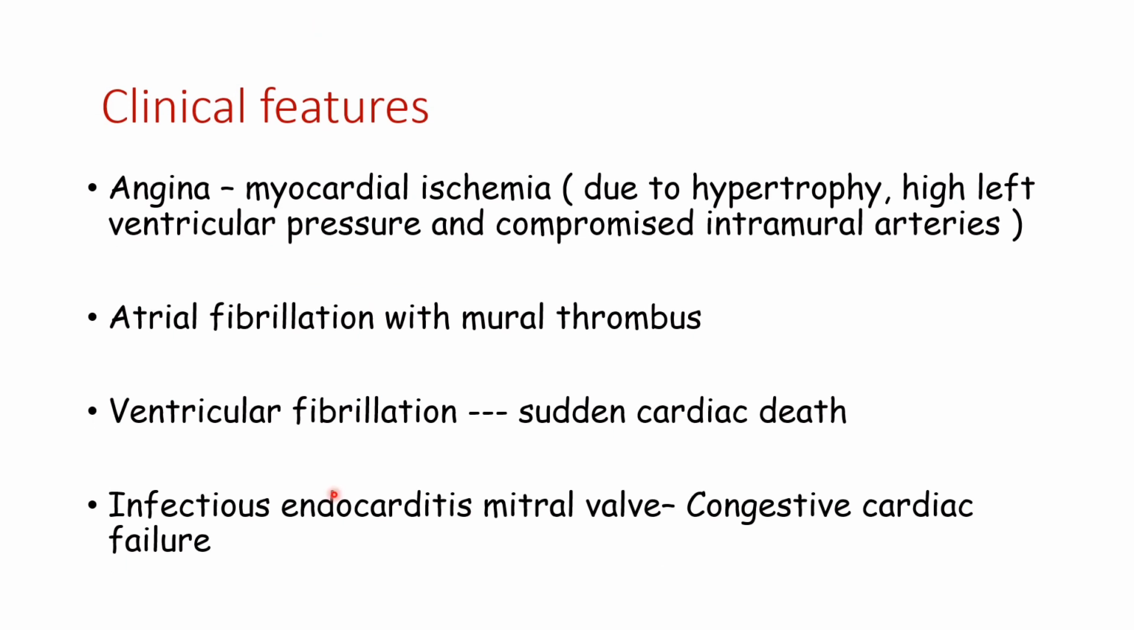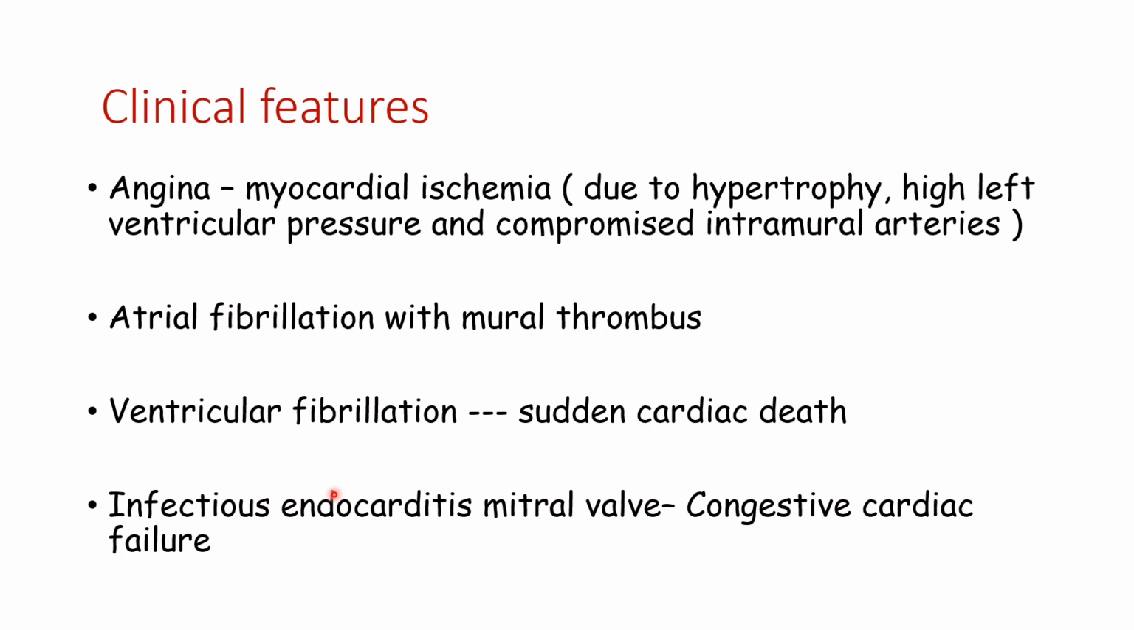So we have angina. Angina is mainly chest pain because of myocardial ischemia, decreased blood supply to the myocardium. This happens due to hypertrophy, because the heart size has increased. So the blood vessel is not able to completely supply the blood to the heart. And then there are compromised intramural arteries and high left ventricular pressure as well. All these factors will contribute to angina.